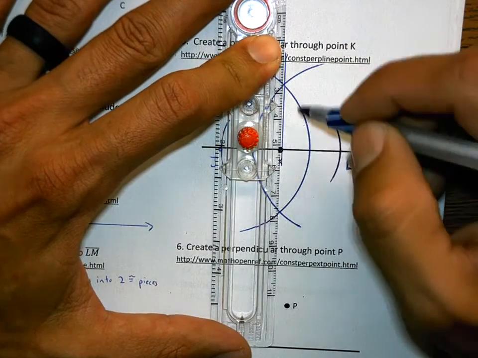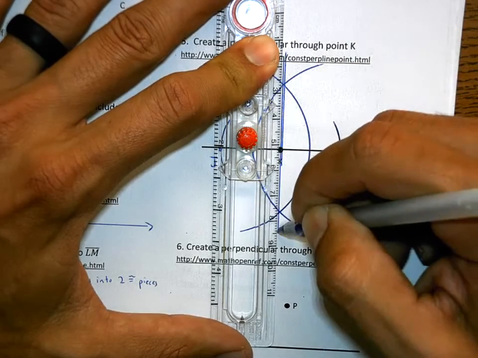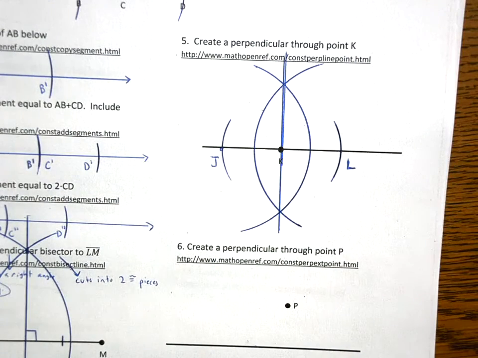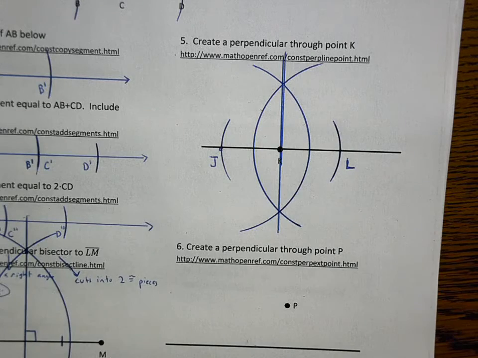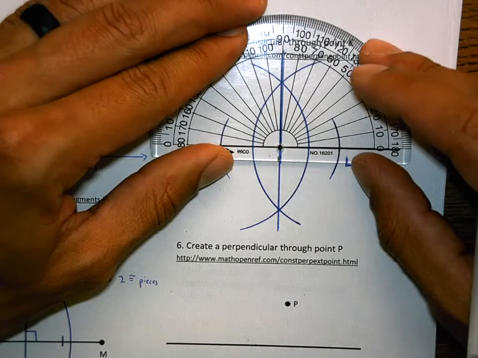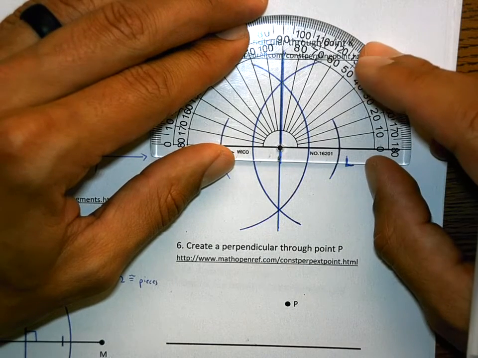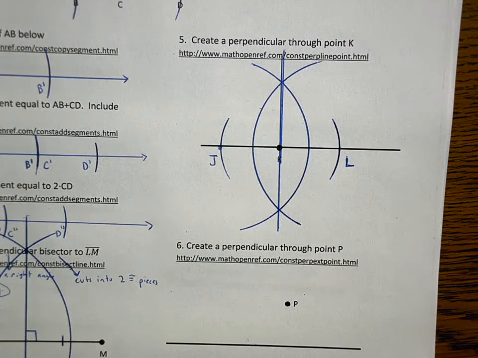And guess, oops, I was off just a little bit. Let me try to get through there a little bit better. Did I go through point K? Does it look perpendicular to you? You can always check if you wanted to. I still have my protractor. Let me check and see real quick. Wow, that's pretty good. 90 degrees right there. What do you know? Feels pretty good. We've now done number 5.